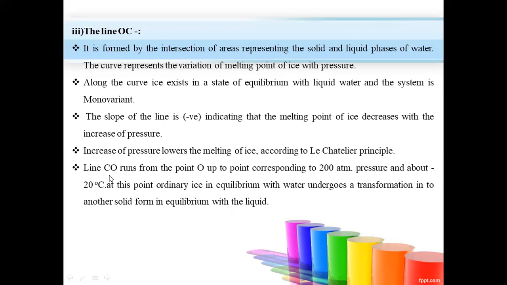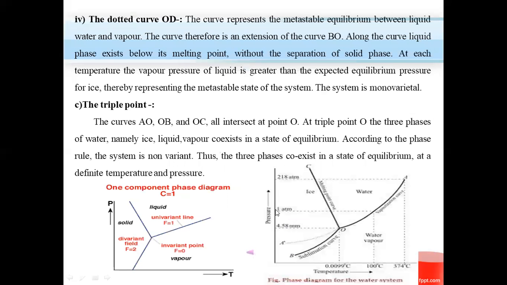So line CO runs from the point O up to the point corresponding to 200 atmospheric pressure and above minus 20 degrees Celsius temperature. At this point, ordinary ice in equilibrium with the water undergoes a transformation into another solid form in equilibrium with the liquid.